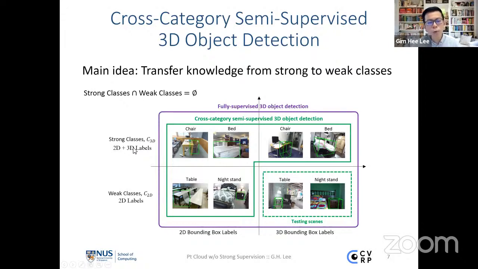And during training, I won't see the strong labels for the weak classes, such as, for example, the table and the nightstands. I'm only given the 2D labels for these weak classes. But the task here is that I want to train the deep network on the strong classes as well as the weak classes, such that during inference time, it's also able to predict the 3D bounding boxes of the weak classes, whose strong labels are not seen during the training.